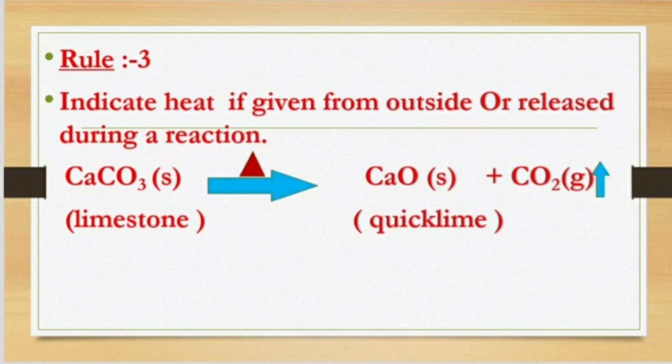The rule number 3 is indicate heat if given from outside or released during a reaction. For example, calcium carbonate, it's known as limestone. It is solid. When calcium carbonate is heated, it decomposes to calcium oxide and carbon dioxide gas. Here the heat is indicated as a small triangle above the arrow.